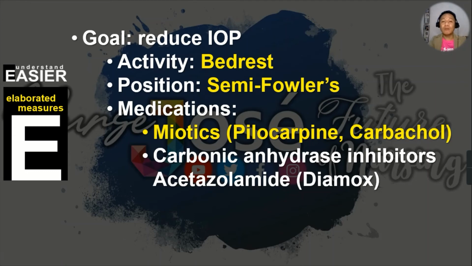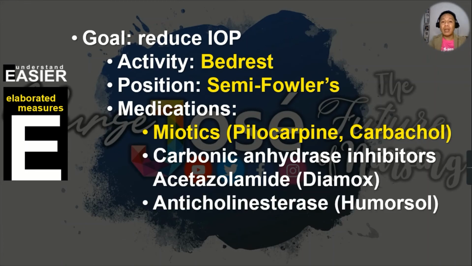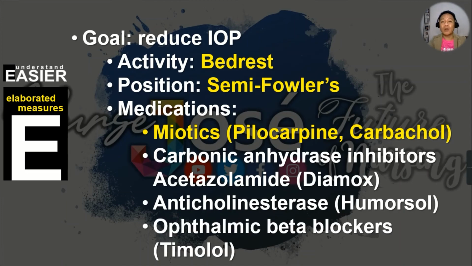This will actually prevent further formation of the aqueous humor, and at the same time this patient could also be given an anticholinesterase or Humorsol, which will be of help especially in the outflow of the aqueous humor. And also this patient is given ophthalmic beta blockers, and the best example of that is the administration of Timolol.